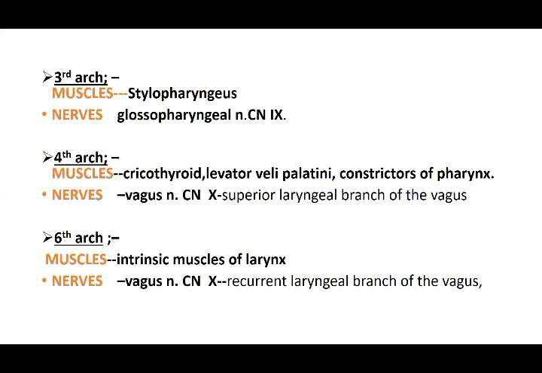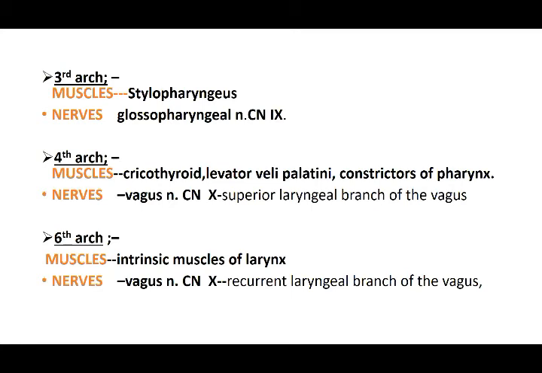So because this is the area of the pharynx, the muscles of the pharynx are going to develop from the fourth arch, and the nerve of the fourth arch is your vagus nerve. It is said that these muscles and the areas developing from the fourth arch are supplied by the superior laryngeal branch of the vagus, because the vagus supplies both the fourth arch and the sixth arch. So one branch is supplying the fourth arch and the other is supplying the sixth arch.